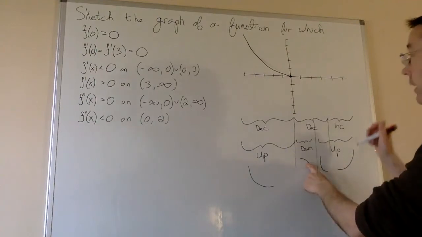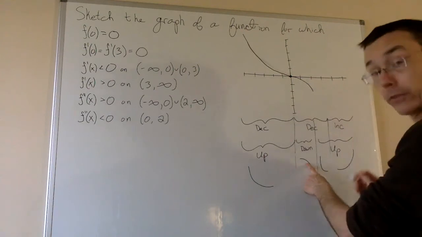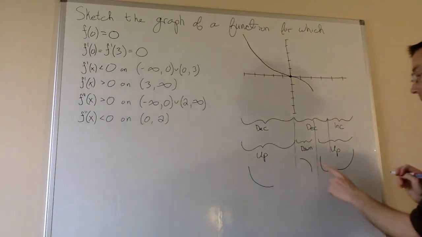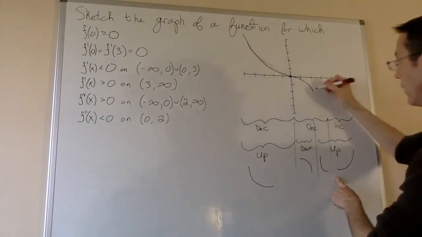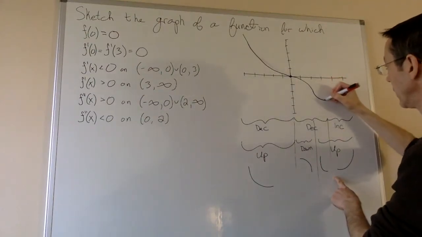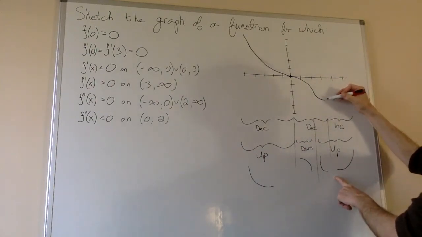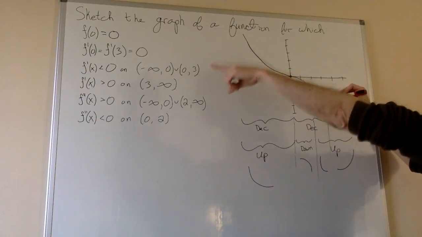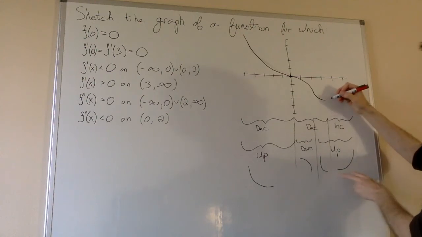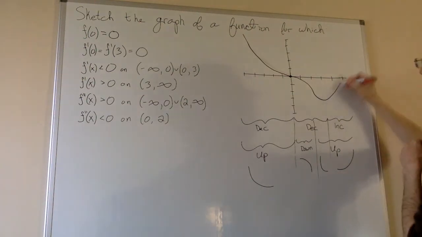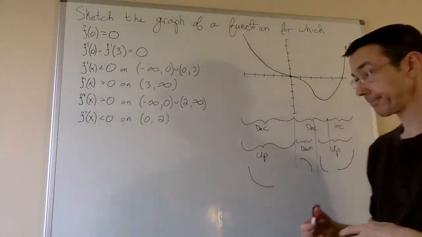Now decreasing concave down until I get to 2. Decreasing concave down. Decreasing concave up until I get to 3, where I need a horizontal tangent. So like that. Local minimum here, as you can see, I've got a first derivative that's 0. The function's going from decreasing to increasing. And then from then on, the function's going to be increasing, concave up. Overall, this is what our graph looks like.